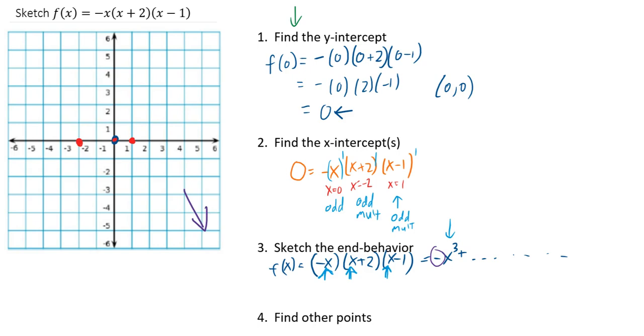And I know I have an odd degree, which means that the left side is not doing what the right side is. If it's odd, they do not match, so the left side will go up.